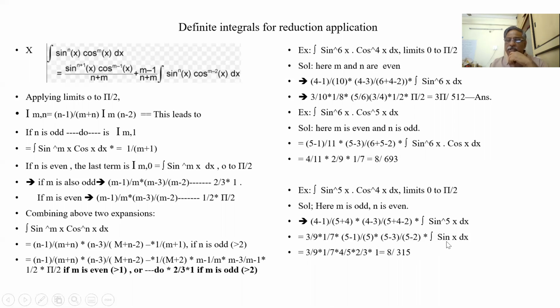Whenever 2 by 3 comes, it is into 1. Integral sin x is 1. Sin x is reduced each time by 2 powers. So sin squared, sin. Integral sin x is 1, 0 to pi by 2. So this is the answer.